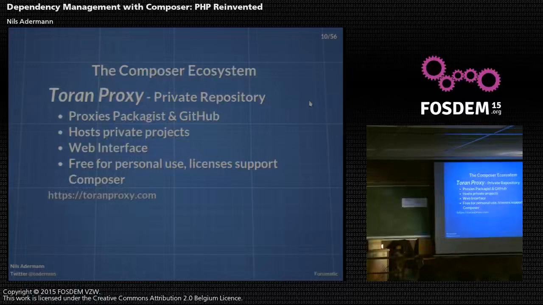And a little more interestingly, a little newer, is Toran Proxy. I mentioned earlier that we're trying to come up with some way of financing our sustained involvement in Composer. And Toran Proxy is a tool similar to Satis, a little nicer, more user-friendly in that it has a web user interface, which makes it a little easier to do what I just mentioned, proxying Packagist, proxying GitHub, storing temporary copies of the information on there, and publishing their own private packages.